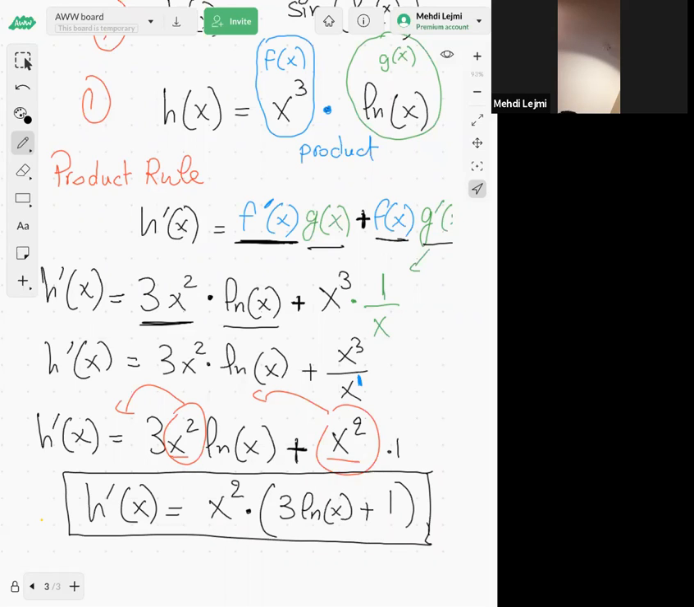So, any questions, guys, about this h prime of x? That's the product rule, and we used the fact that the derivative of natural log of x is 1 over x. I see there's a question in the chat. Oh, no question. Yes, Ibrahima, you are correct. Your answer for number 4 is correct. Absolutely.